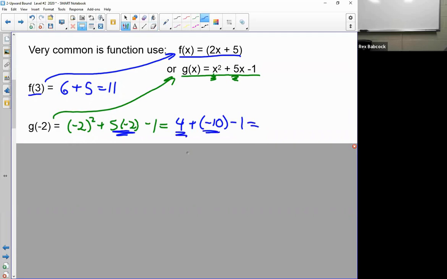4 minus 10 is -6. -6 minus 1 is -7. So the answer here to that one is -7. All it is is a point. It's the point -2, -7 on this polynomial.